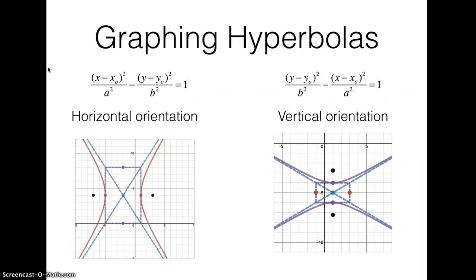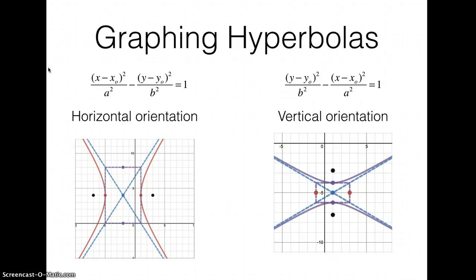When we're graphing hyperbolas, we can have two different orientations. The first orientation is a horizontal, and that's where the two parabolas that make up the hyperbola open up in a horizontal direction. And we will have horizontal orientation when the x squared term comes first, and we're subtracting the y squared term.